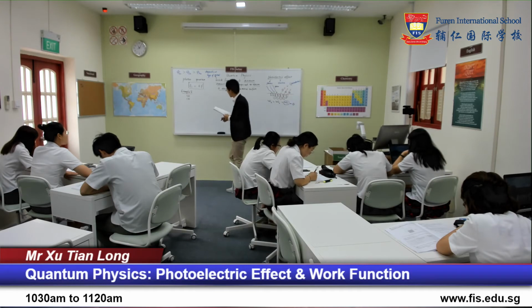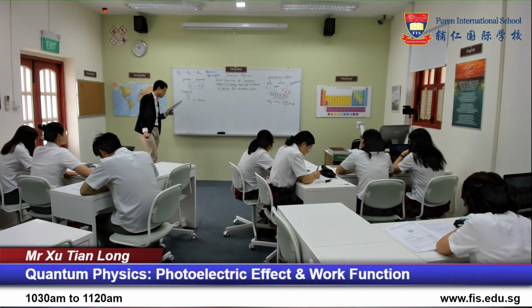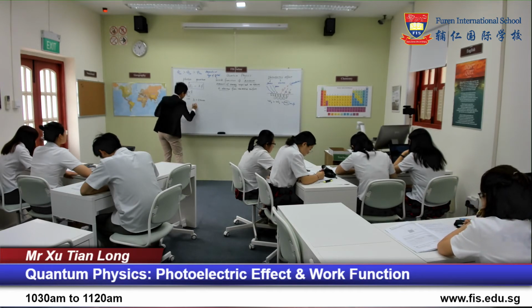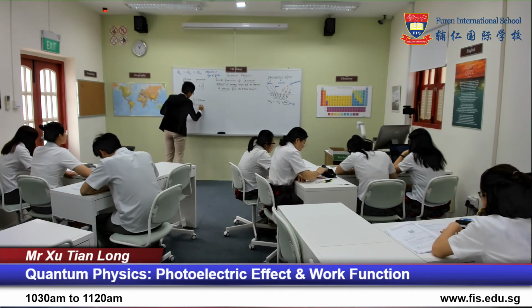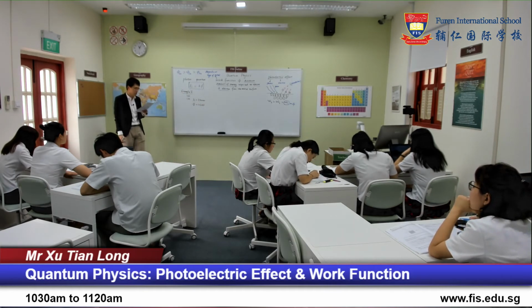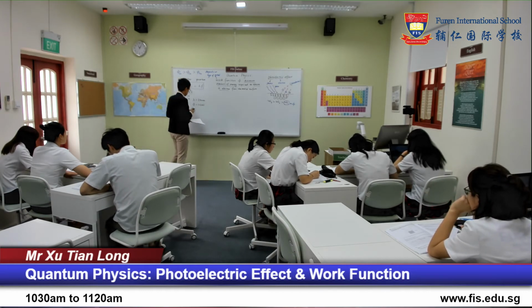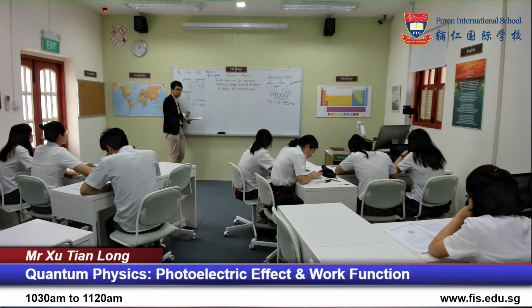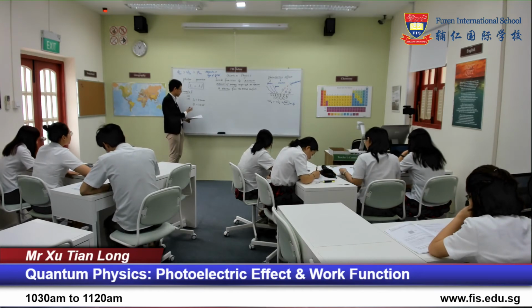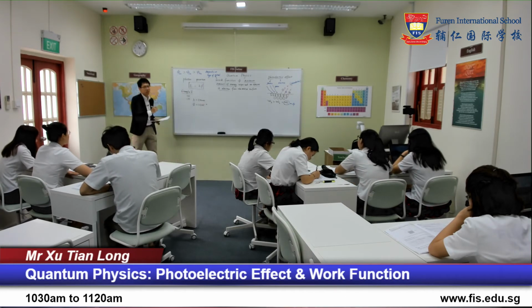Part b: light of wavelength 540 nanometers is incident on a metal surface having a work function of 2.5 eV. The question asks, determine whether electrons are emitted from the surface. Look at this: the work function is in eV, so we need to convert the units to joules first.